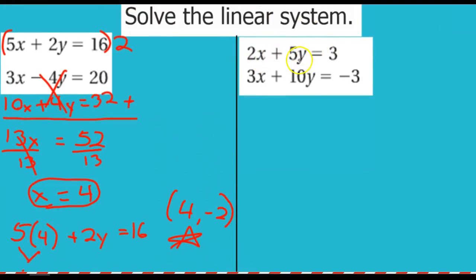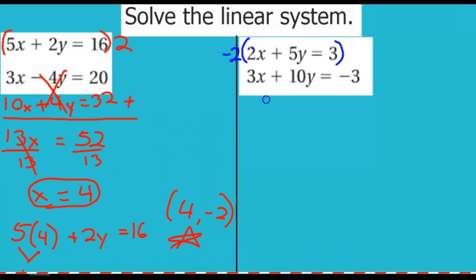Here we have 2x plus 5y equals 3 and 3x plus 10y equals negative 3. Now 2 and 3 is hard to multiply to get to something where they're equal, but 5 and 10, I can multiply this 5 by something to get to 10. Now they're both positive, so I know I want one of them to be negative. So I'm going to multiply this top equation by a negative 2. That way I'll get a negative 10 from the 5y.